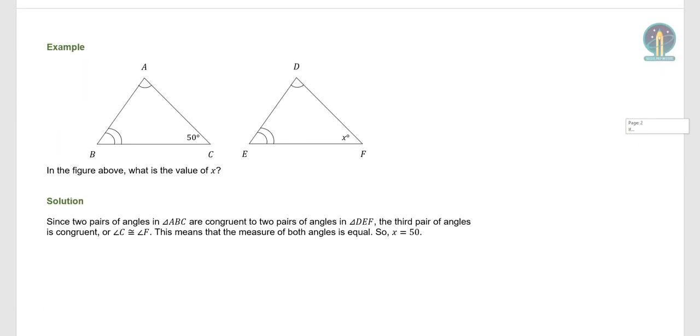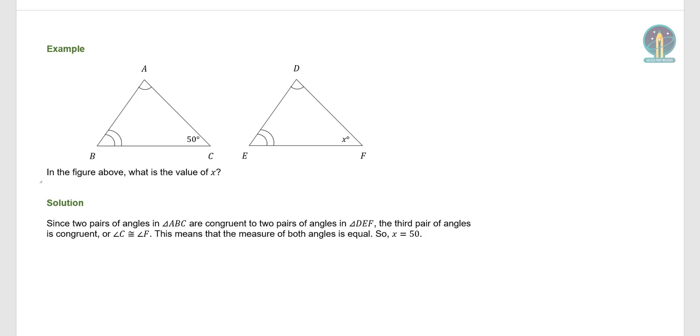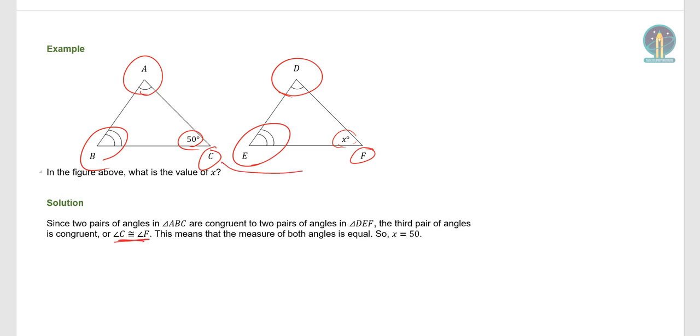Here's an example of this idea. In the figure above, what is the value of x? So we have angles A and D are congruent, angles B and E are congruent, and then we have angles C and F. Okay? And x here is the measure of angle F. Okay? And the measure of angle C is 50. So clearly, angle C is going to be congruent to angle F, right? Which means that x equals 50 degrees. Okay.